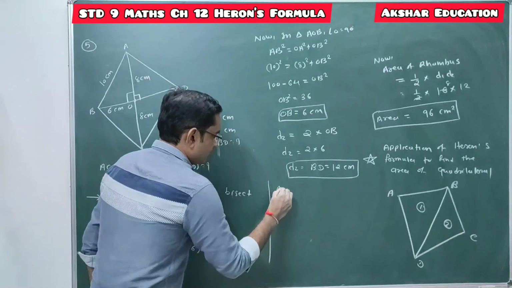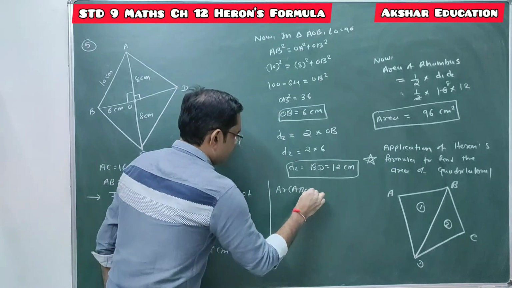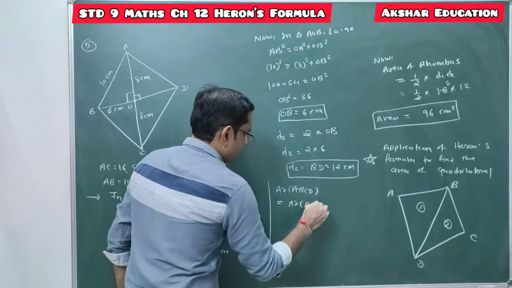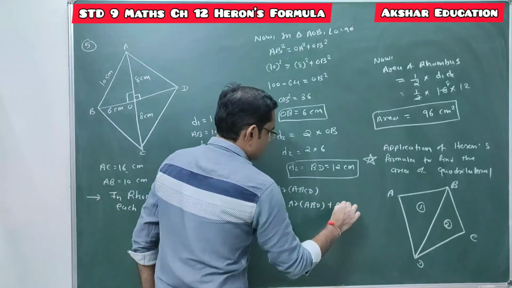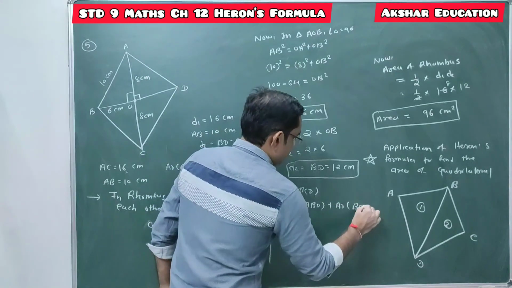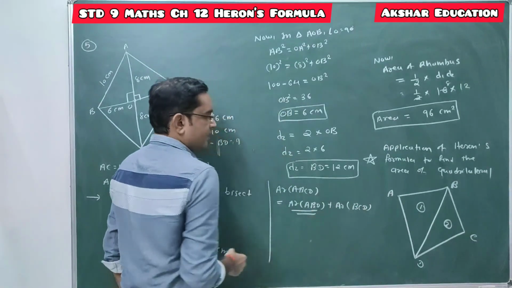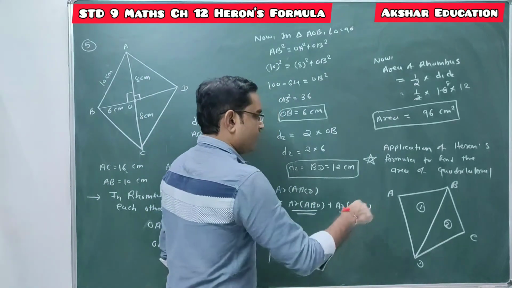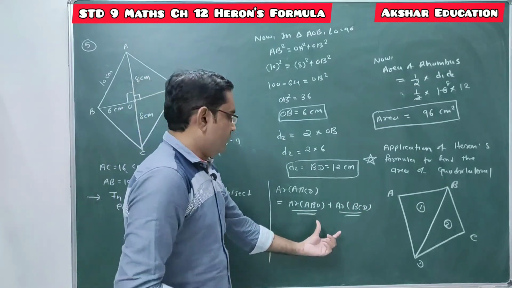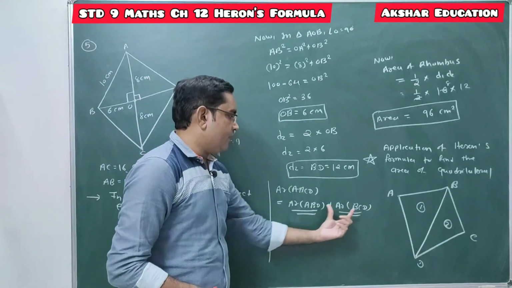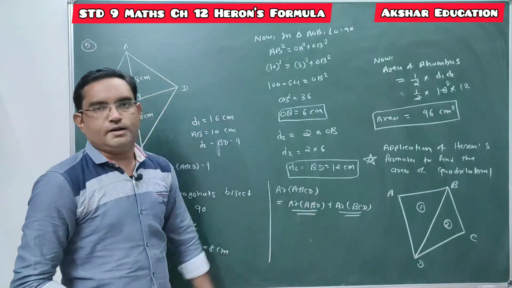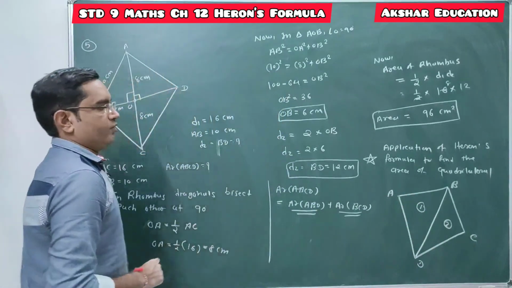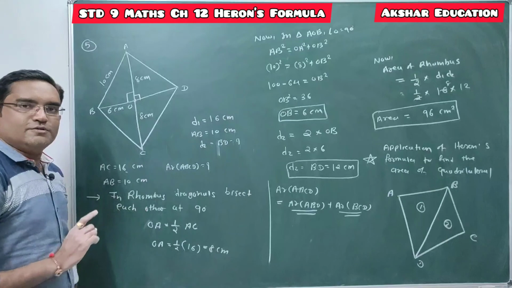So what is the area of this quadrilateral ABCD? Let me write over here. The area of quadrilateral ABCD is nothing but the sum of the area of triangle ABD plus the area of triangle BCD. So first apply Heron's formula in triangle ABD, find its area, then again apply Heron's formula in triangle BCD, find its area, and then add the areas of triangle 1 and triangle 2, and you will get the area of the quadrilateral. So this is how you can find the area of any quadrilateral by using Heron's formula. Done? So pause the video and note it down.